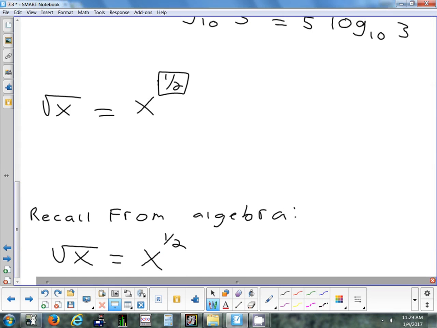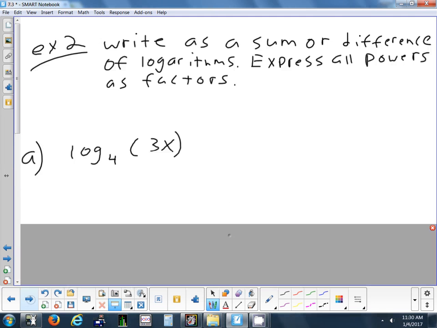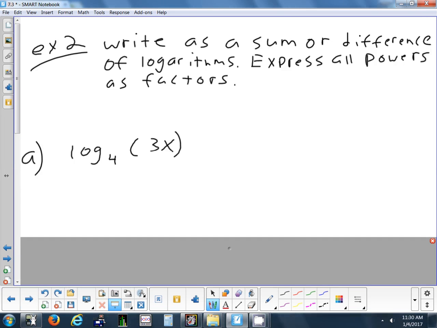Okay. So I'll do one at the end with this rule, but to start with, I'm going to keep it a little simpler. The directions here say to take that log and split it apart. Write it as either a sum or a difference, so either use rule 1 or rule 2.